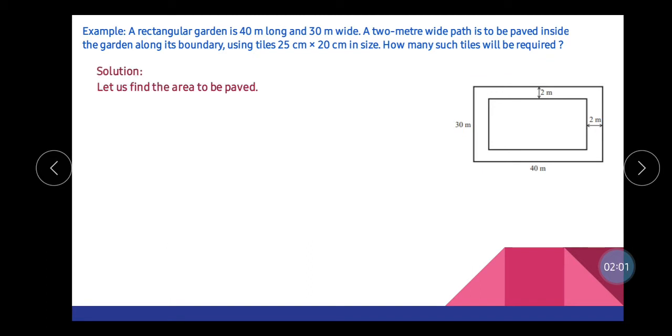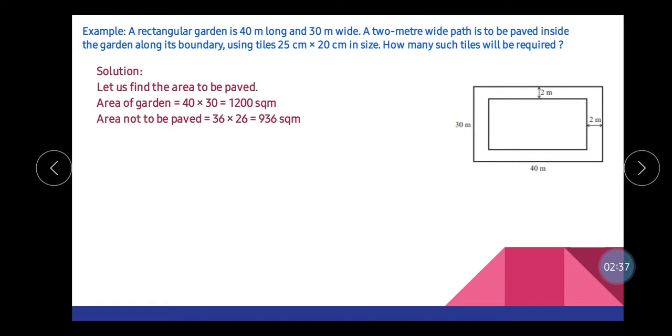Solution. Let us find the area to be paved, that is this part. Now let us calculate the area of garden. Area of garden is equal to length into breadth. Length is 40 meter and breadth is 30 meter. So 40 into 30 we will get 1200 square meter. 4 threes are 12 and here 1 zero, here 1 zero, so we'll be adding 2 zeros. That gives us 1200 square meter.